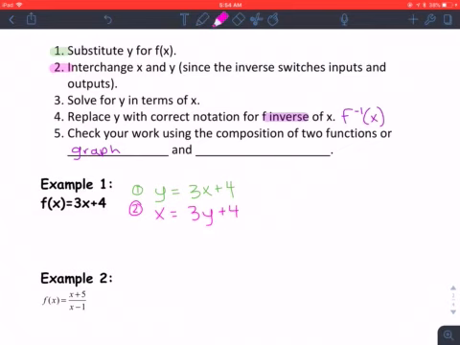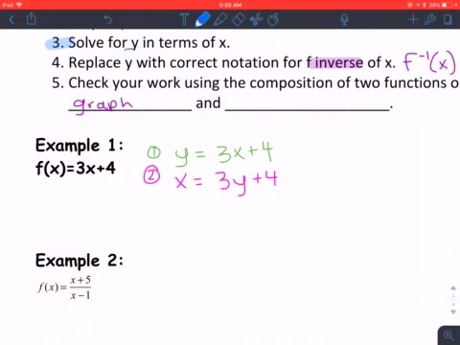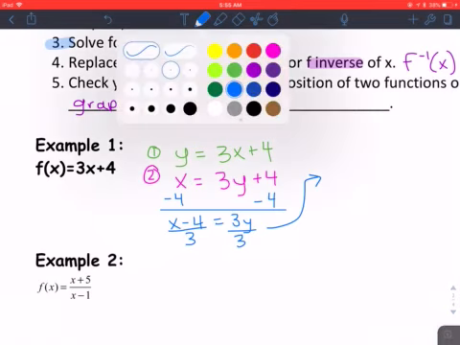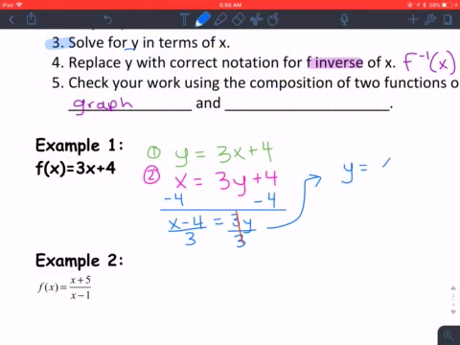Alright, then we're going to solve for y in terms of x. So this is where those literal equations come in. That page where you were solving for unknown variables. So we're going to solve for y. So I need to get y by itself. So in order to do that, we do backwards PEMDAS, get rid of your subtraction and addition first. So we've got x minus 4 equals 3y. Then we can get rid of our multiplication by dividing by 3. Alright. So we've got that y equals x minus 4 all divided by 3.